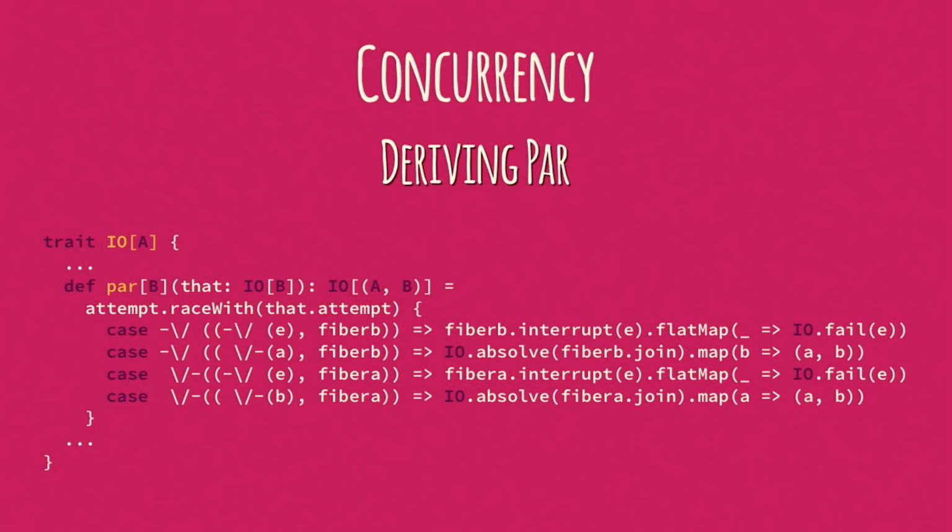And then, of course, with this same definition of RACEWITH, we can do this par combinator, and this par combinator takes an IO of A and IO of B and runs them both in parallel.